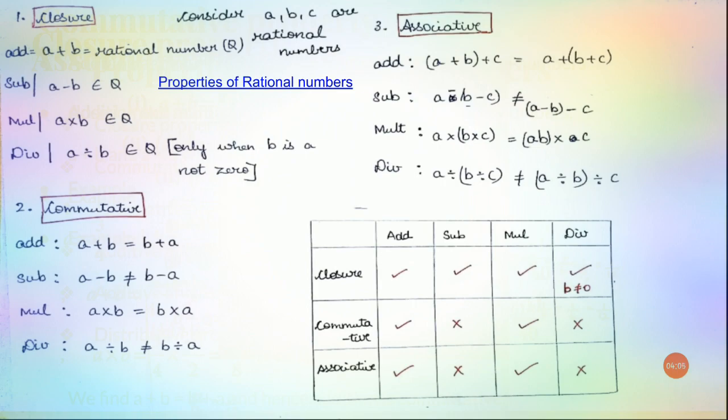And this is the table for these 3 properties alone. As of now, you can write this in your class book. Okay. This is the homework for today.